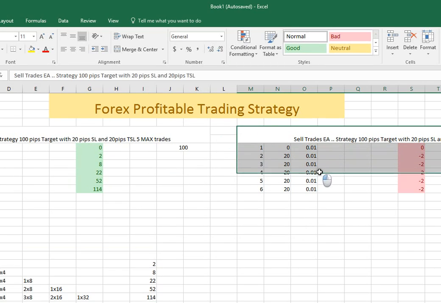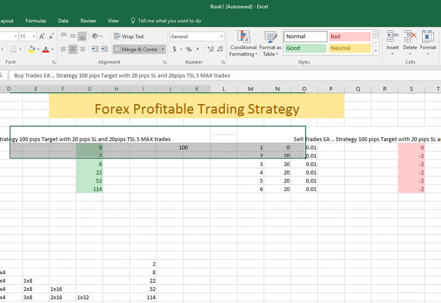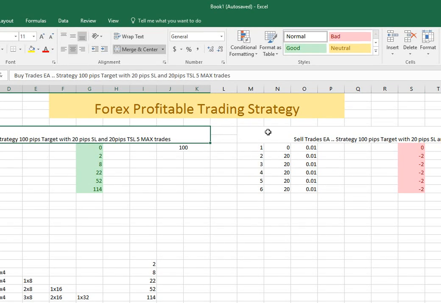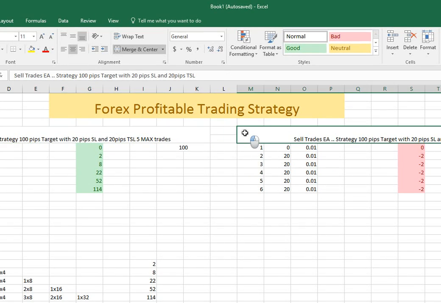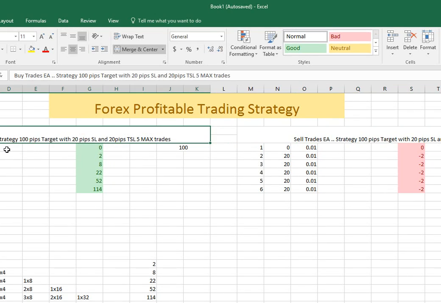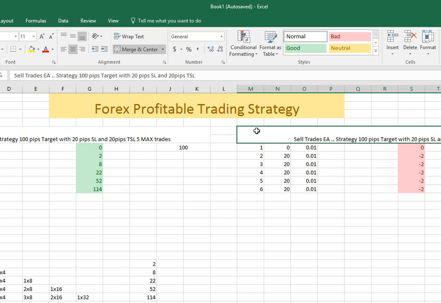Okay, now the second part of this strategy is pretty much the same, where instead of buy trades we start with sell trades. And if you're running these two strategies in parallel, like you started the buy EA and also the sell EA at the same time on the same currency on the same time frame, this EA will place a buy trade with 0.01 lot size, and this EA will place a sell trade with 0.01 lot size. So they will place the same lot size trades.